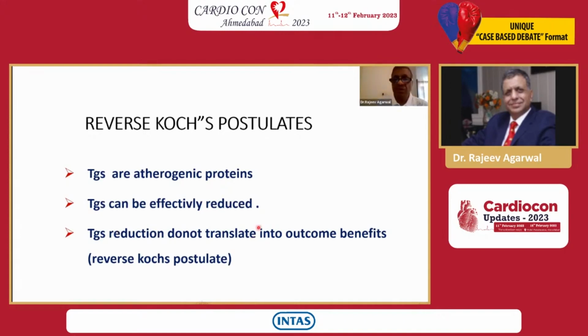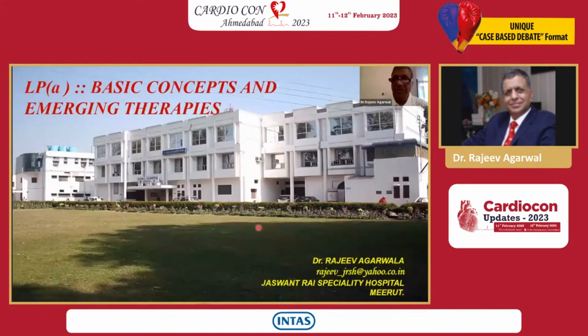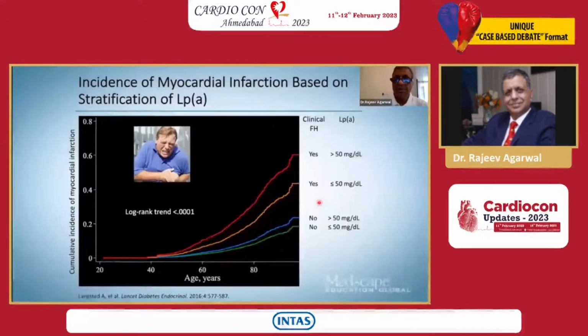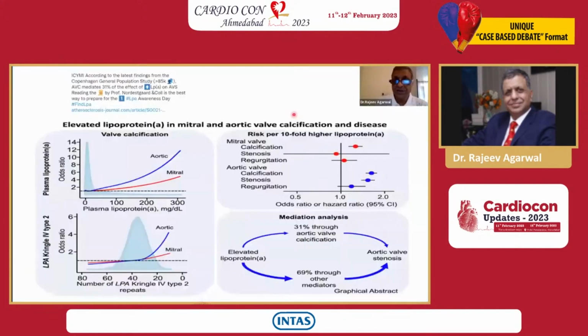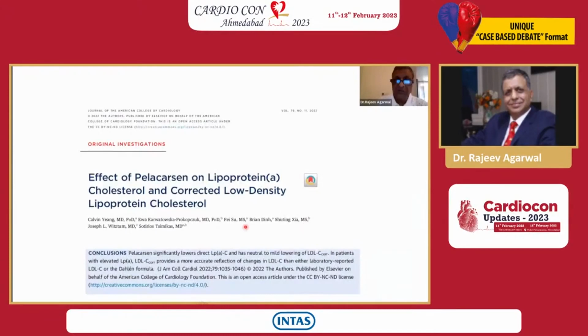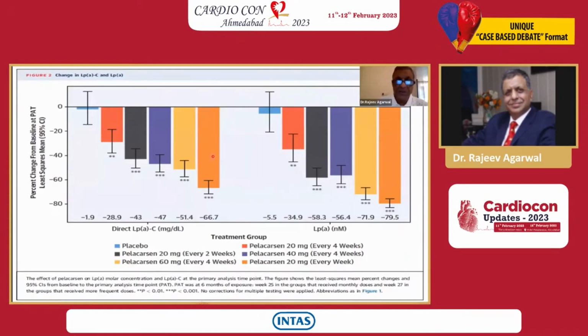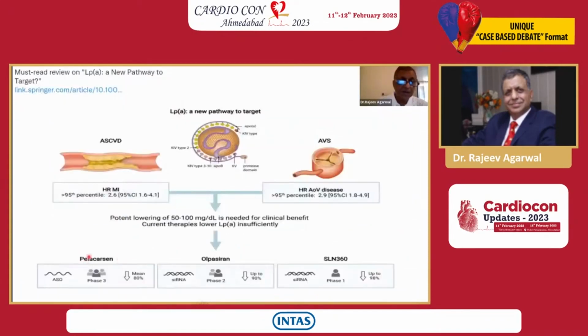That is the problem. LPA is another molecule which you must understand is atherogenic and thrombotic. LPA is a risk amplifier. Whatever risk you have, if you have high LPA, it amplifies the risk. It is associated with aortic valve calcification also. We have a drug called pelacarsen for LPA, and it drastically reduces LPA level. And there are a couple of other drugs, olpasiran and SLN360, which are coming up to reduce LPA.